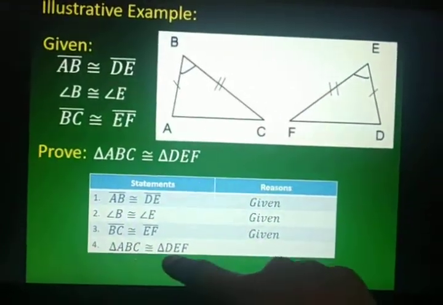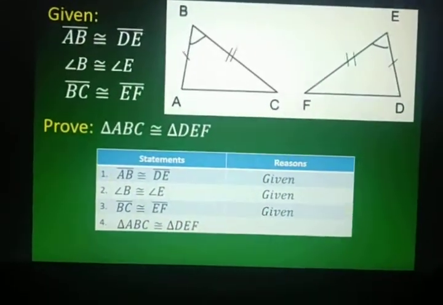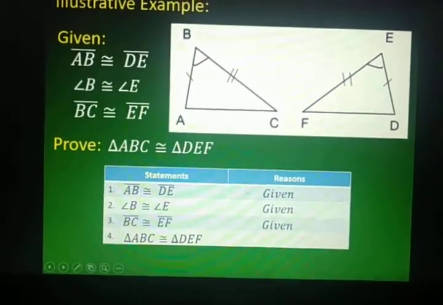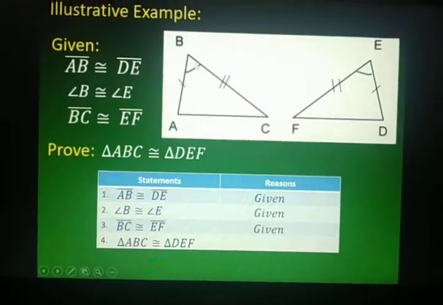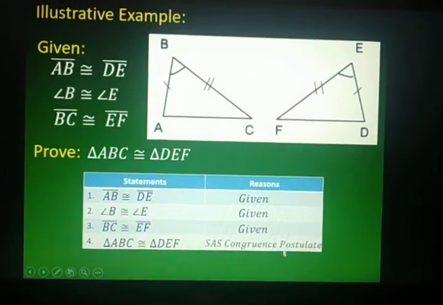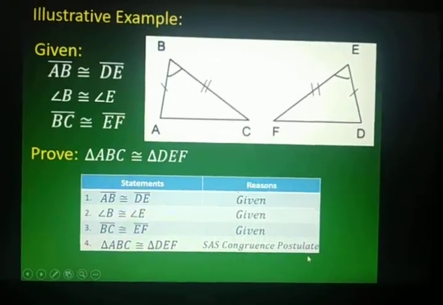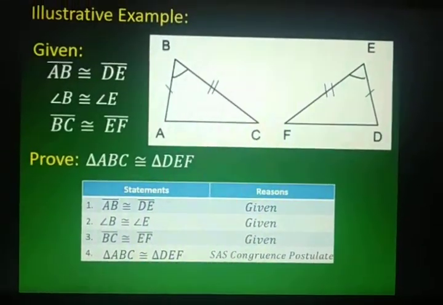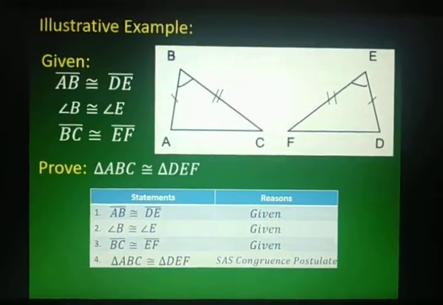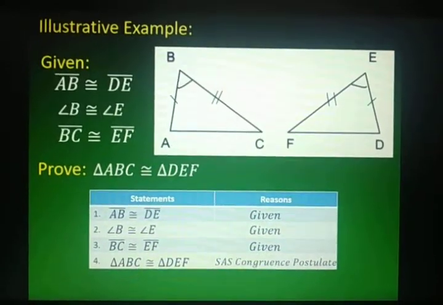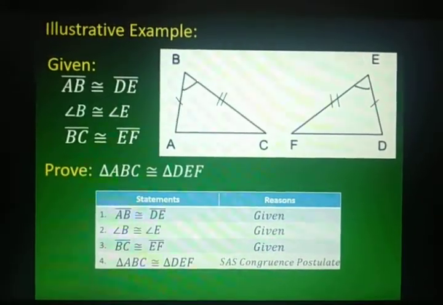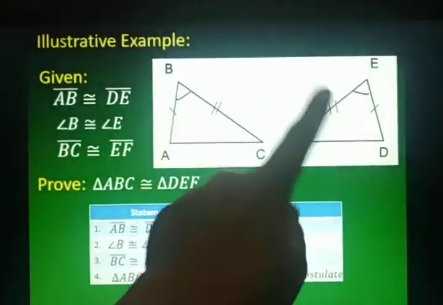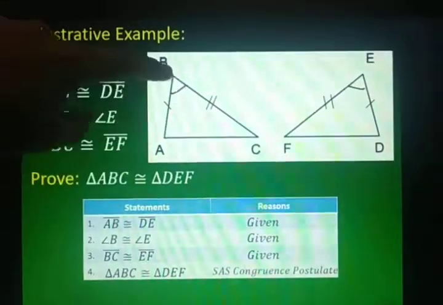The final statement is triangle ABC is congruent to triangle DEF. The reason is based on the marked parts. This is the SAS Congruence Postulate. These parts of the two triangles are congruent with one another, and triangle ABC is congruent to triangle DEF because of the SAS Congruence Postulate. Why SAS? It's because, based on the figure and the marked parts, there is an included angle.